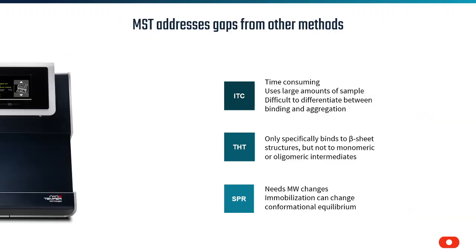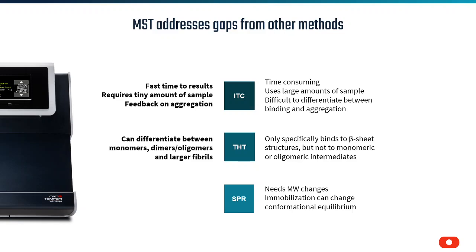And this is where the MST method used in our Monolith instrument addresses the gaps. For example, MST is very fast and requires only a tiny amount of sample. Also, you get a direct feedback on aggregation in every measurement. Compared to ThT assays, MST can differentiate between monomers, dimers and oligomers, and larger fibrils. And finally, MST is independent of molecular weight changes, and it's an in-solution measurement, so no proteins need to be immobilized.